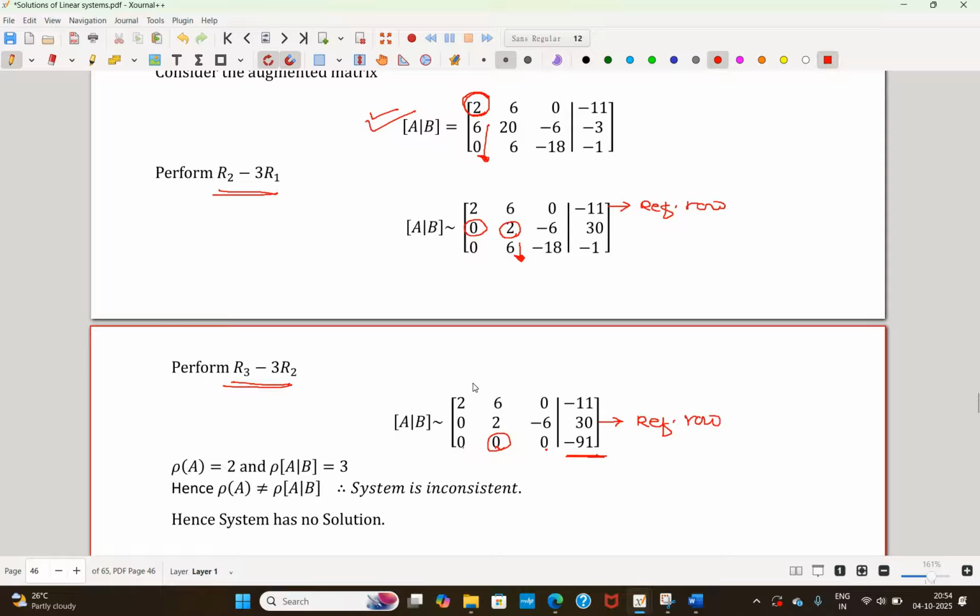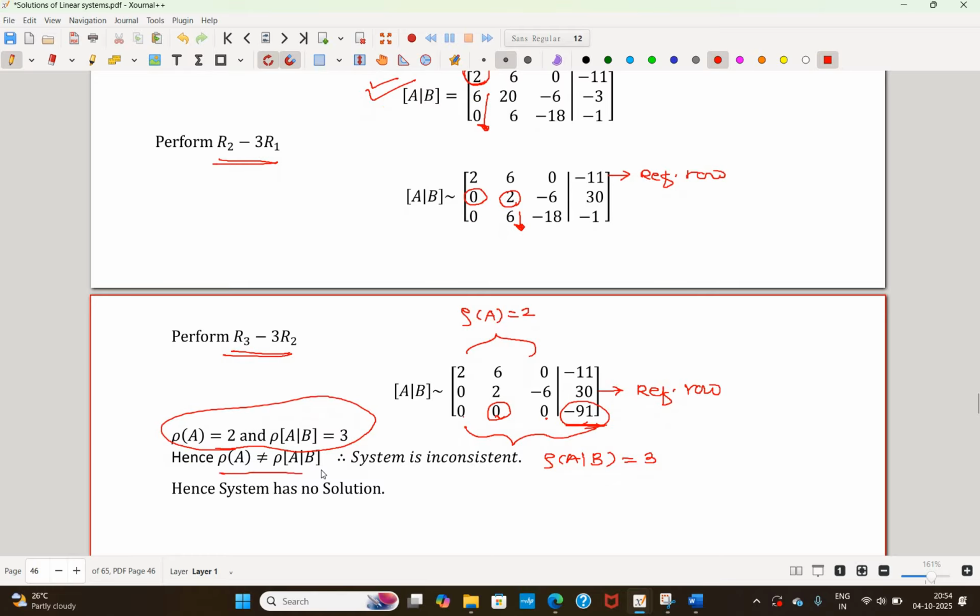And because of this position, now you can observe the coefficient matrix is having rank equal to 2, but the augmented matrix, because of this element, is having rank 3. Now both ranks are differing, means they are not equal, and hence the system is inconsistent. And if the system is inconsistent, that means it has no solution. So these are the 3 types of solutions for the non-homogeneous system of linear algebraic equations.